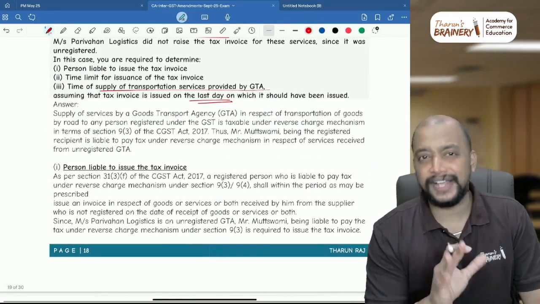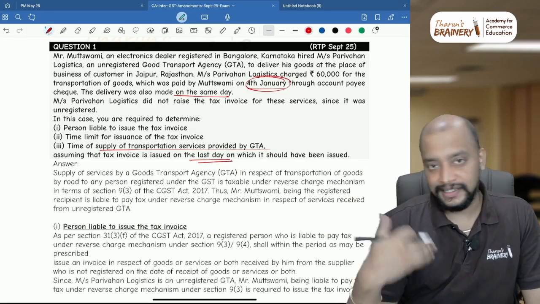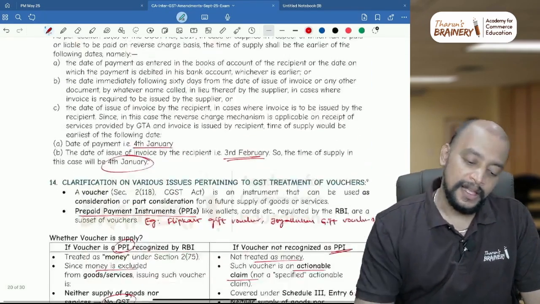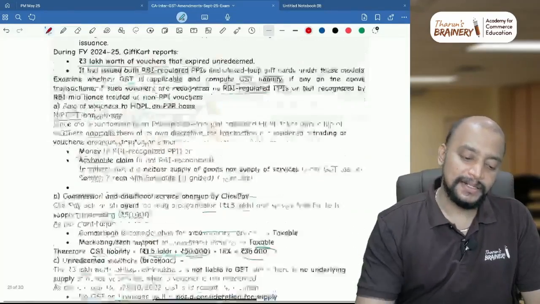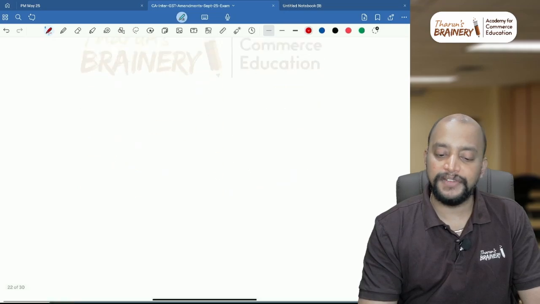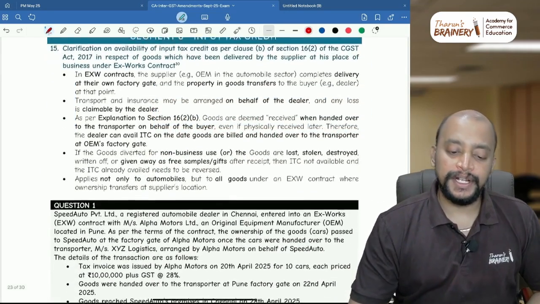This is easy. Actually, it is easy. The RTP question is easy. I made it more complicated. I have given even the interest provision also related to it. So, this part about vouchers we already completed, and in place of supply and value of supply, we don't have any amendments. Now, we are proceeding to the amendment in input tax credit.